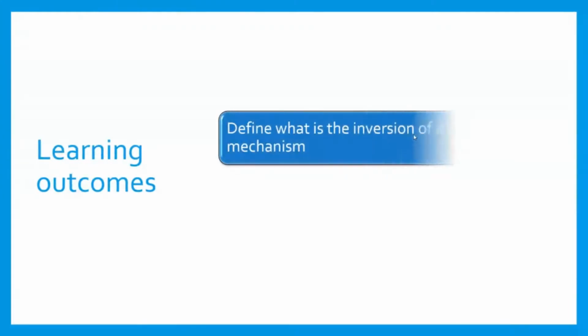So, as usual, what we are going to learn, or be able to do, by the end of this lecture or this session is to know what the inversion of a mechanism is, to be able to define it, and to be able to differentiate a mechanism from its inversion. So given a mechanism and its inversion, you need to be able to tell them apart.